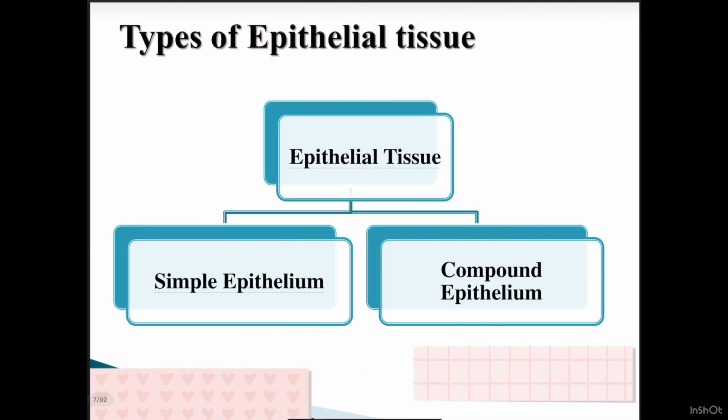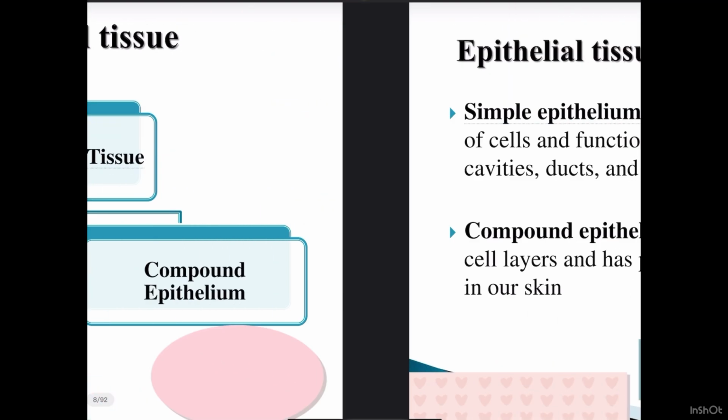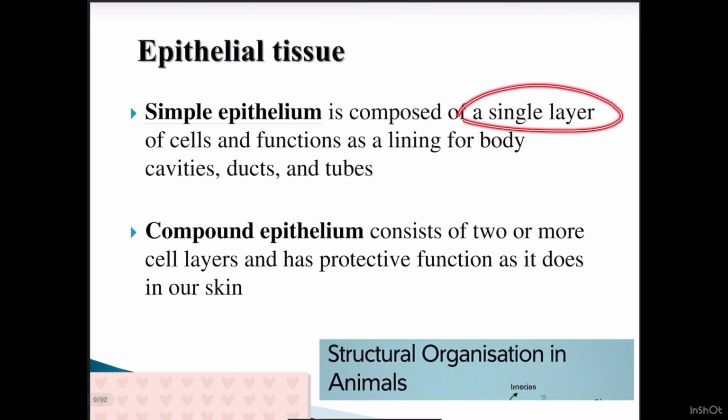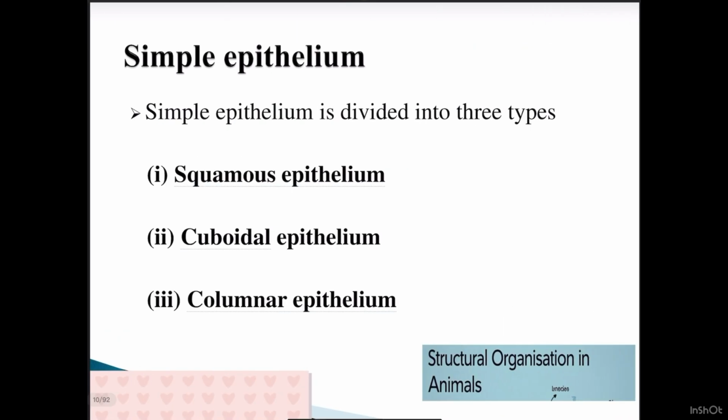Epithelial tissue is further divided into simple and compound epithelial tissue. Simple epithelial tissue is composed of a single layer of cells functioning as a lining of the body cavities, ducts and tubes. Compound epithelial tissue consists of 2 or more cell layers and has a protective function, as it does in our skin. Simple epithelial tissue is further divided into squamous, cuboidal, columnar and ciliated epithelial tissue.